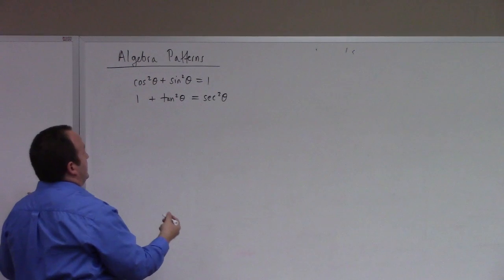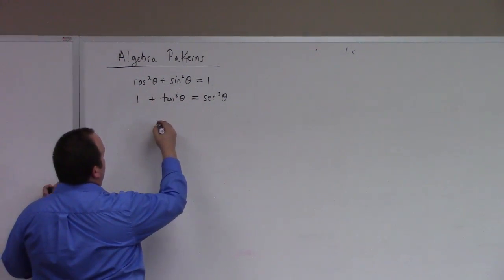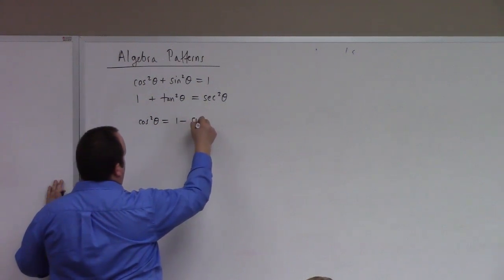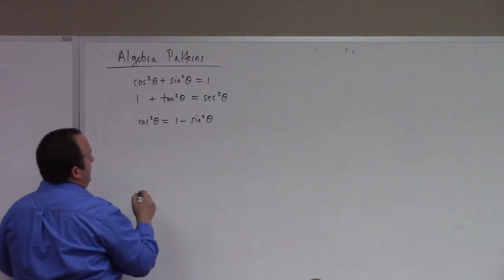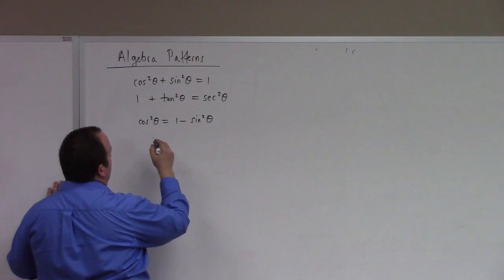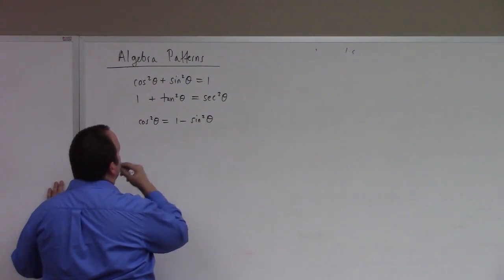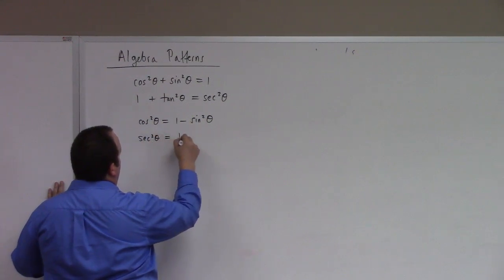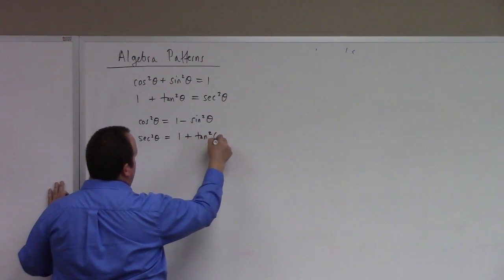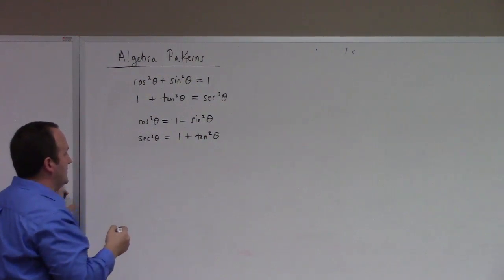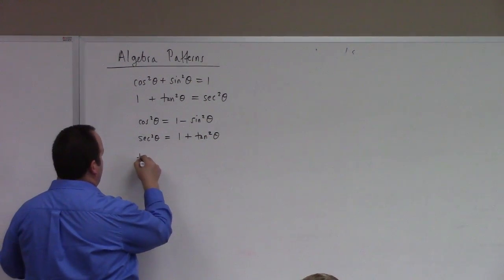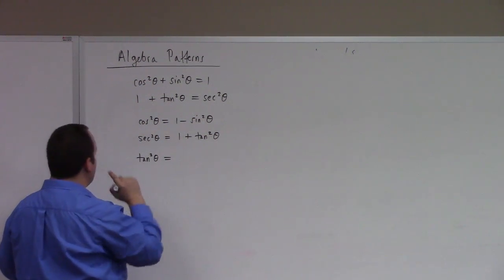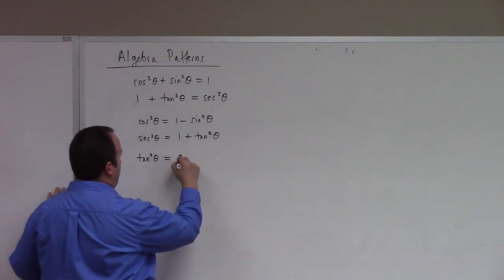So let's see here. Let's look at this a different way. We have cosine squared theta is 1 minus sine squared theta, right? And we also have that secant squared theta is 1 plus tangent squared theta. I'm just writing it again. But we also have tangent squared theta as what? Right.